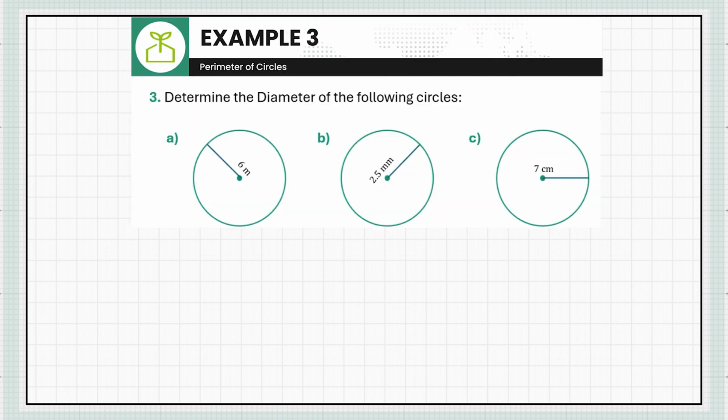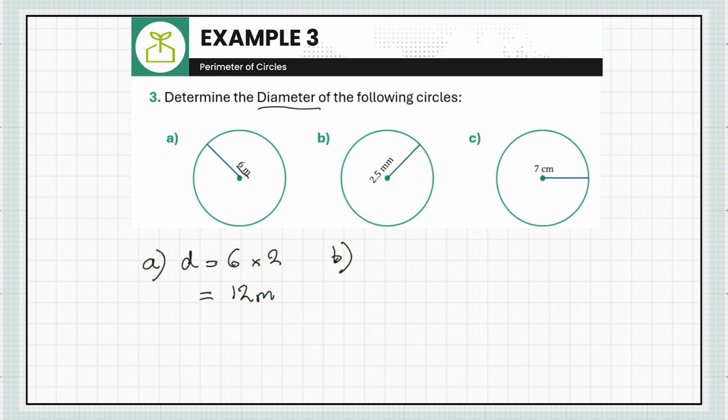Alright, just like we can solve for the radius using the diameter, we can solve for the diameter using the radius. So for our first one here, we have a radius that equals 6 meters. In order to determine the diameter, all we need to do is multiply it by 2. So our diameter will equal 6 times 2, which is equal to 12 meters.